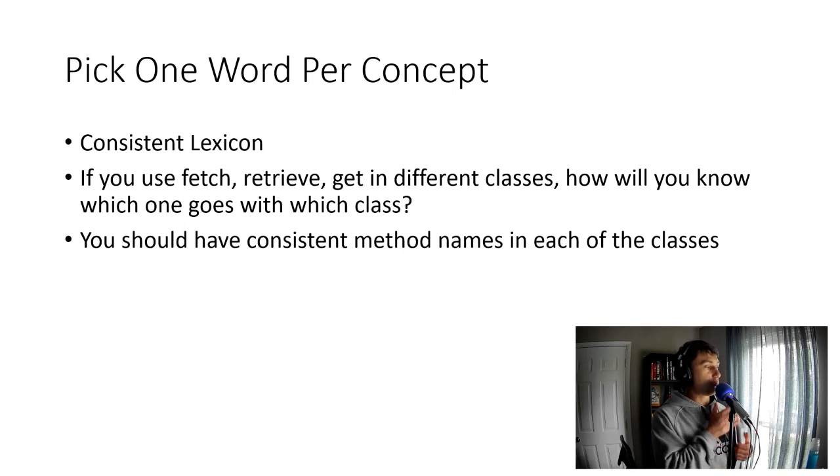Right? And especially if you have 3 different methods all called these 3 different things, and they're in 3 different classes, well, how will you know which one goes with which class? Ultimately, you should have consistent method names in each of your classes. If you're going to be writing, just have write da da da. Use that same naming convention, that same concept to indicate to your fellow programmers.